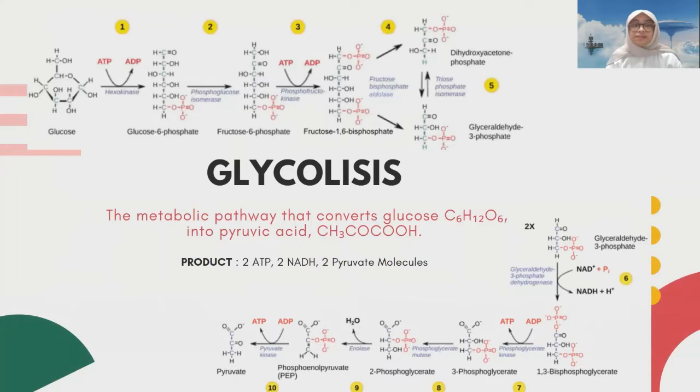The first step is glycolysis. Glycolysis is the metabolic pathway that converts glucose into pyruvic acid. The yielded products here are 2 ATP, 2 NADH, and 2 pyruvate molecules. And here we can see the picture of the steps from glucose into the yielded products: 2 ATP, 2 NADH, and 2 pyruvate molecules.